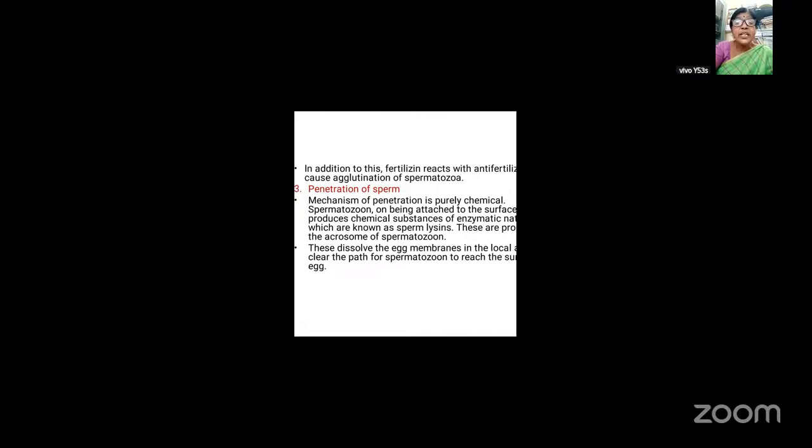This mechanism, they are saying, is purely chemical, because the spermatozoon, when it gets attached to the surface of the ovum, produces certain chemical substances which are enzymatic in nature. These chemical substances are called what? Sperm lysins. And these are being produced by the acrosome of the spermatozoon.